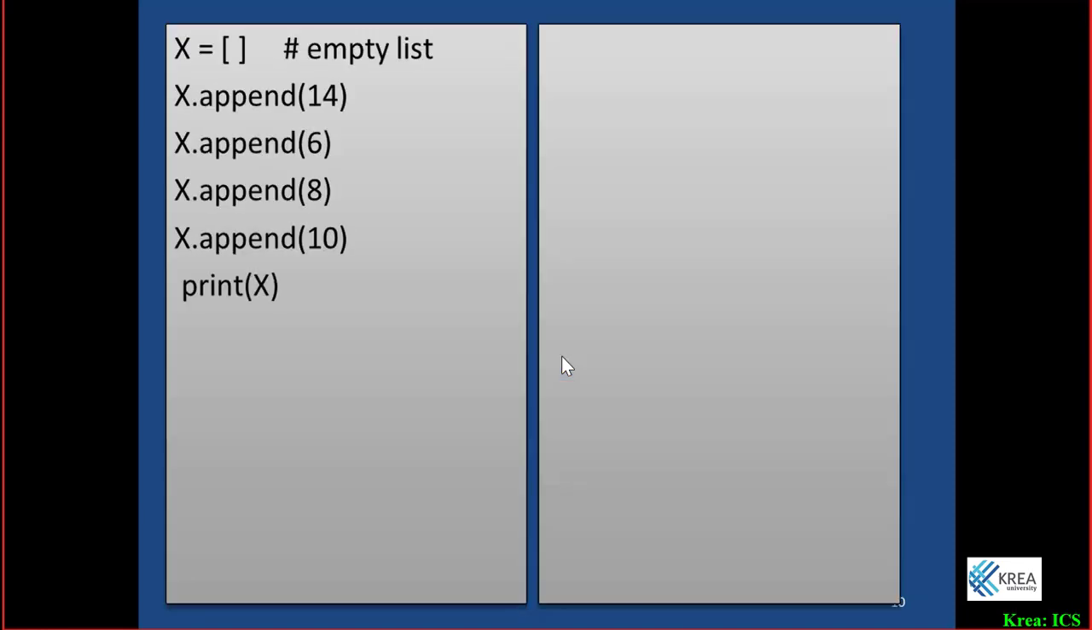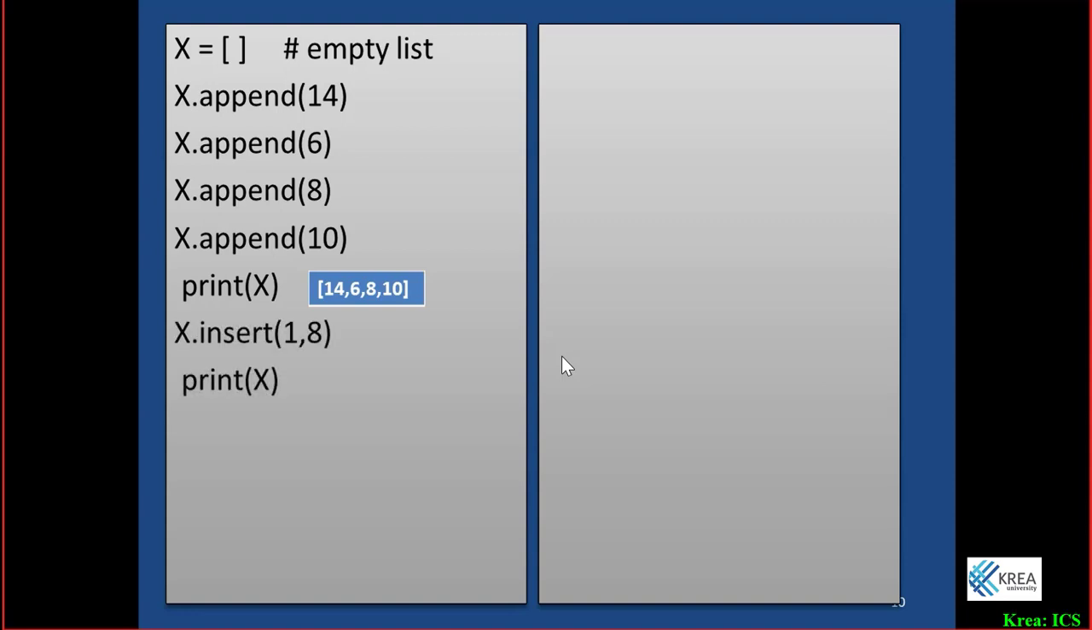Let us consider an empty list. X is equal to an empty list. Now you are using the append method and adding elements to this empty list. If you write x.append(14), x.append(6), x.append(8), x.append(10), and you print x, all 4 elements 14, 6, 8 and 10 will be added to the empty list x.